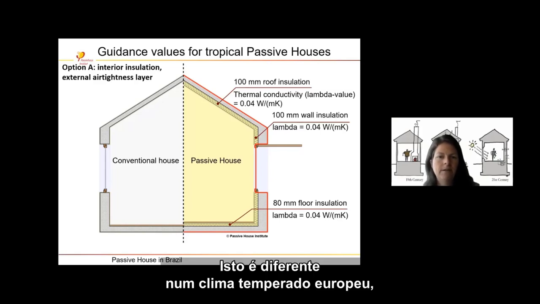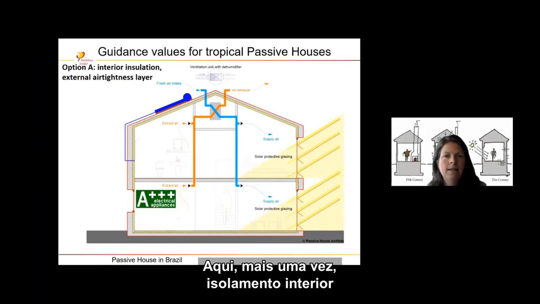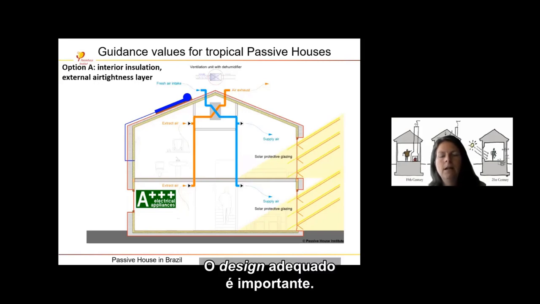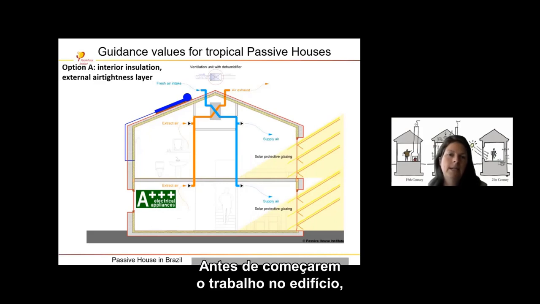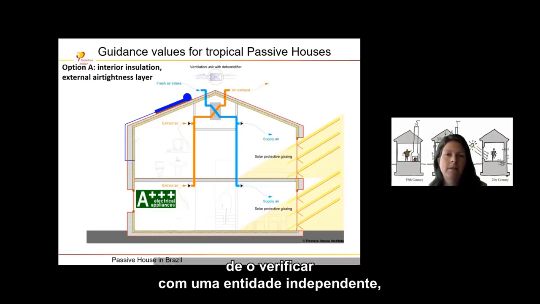This looks different, for example, in a cool temperate European climate where the airtightness is typically the interior plaster. Here, again, interior insulation and an external airtightness layer. So a proper design is important. Before you start on the building site, you have to make a good plan and ideally check it with an independent third party.